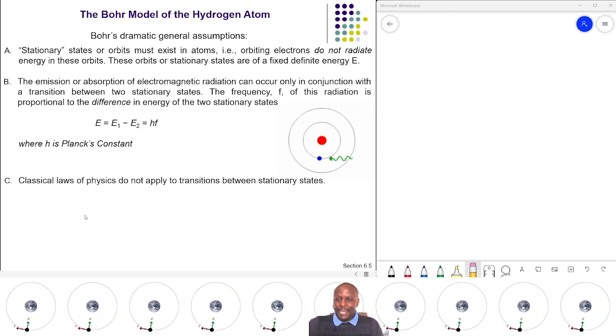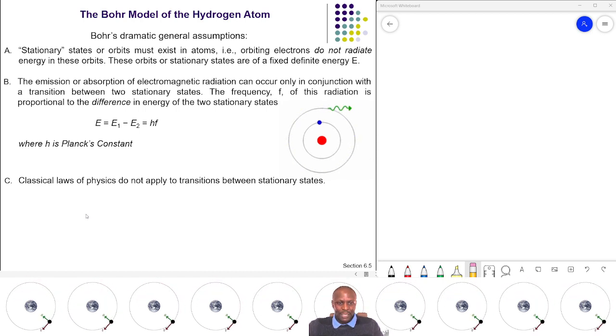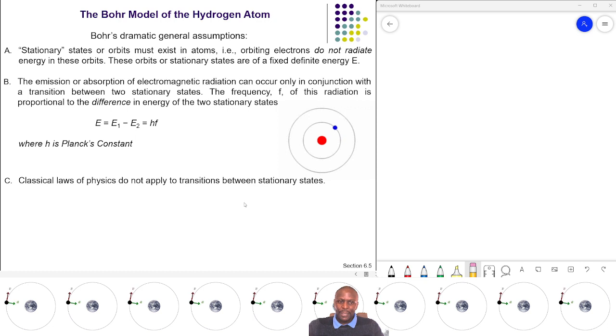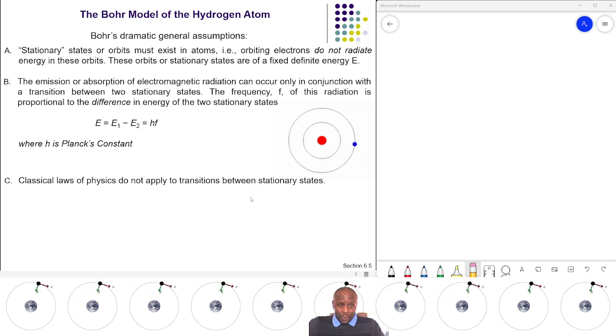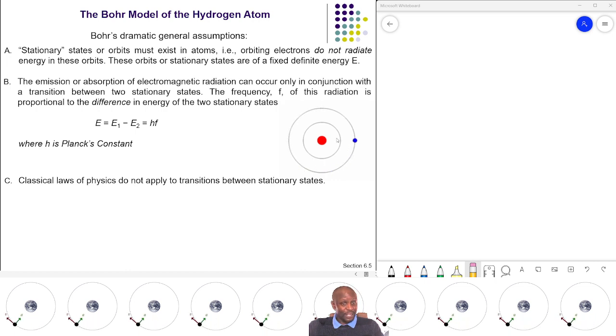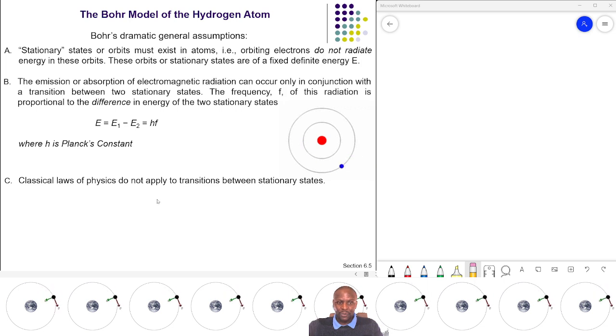Now, the third assumption of Bohr is that classical laws of physics do not apply to transitions between stationary states. So the classical laws do not apply from this transition to this, or from this transition to the other transition. The classical laws do not apply, because otherwise, with the classical law, we have actually seen that the electron will radiate energy and it will end up colliding with the nucleus, and that is not the case. That is not what we are seeing, because the atom is not going to crash up.